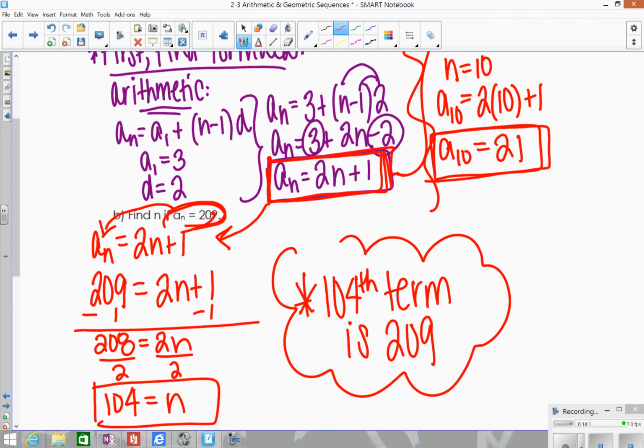So these formulas can be used in a couple different ways. If you know the term number that you want to find, you can plug that in for n. Or if you know the number in the sequence and you want to know where it occurs, you could solve it this way. You can plug in that number for a sub n and then solve for n. So there's a couple different purposes of the formulas.